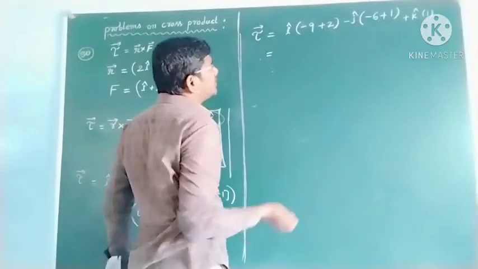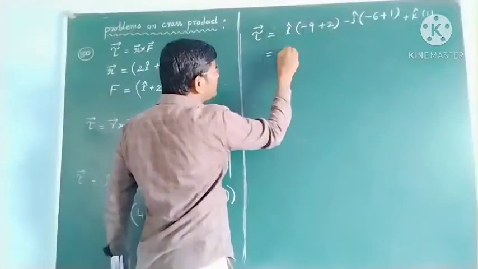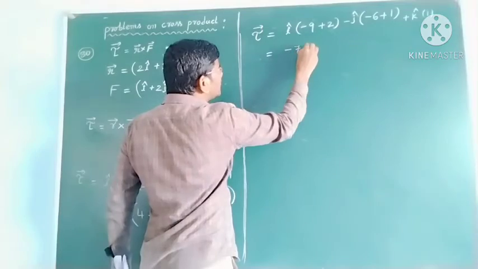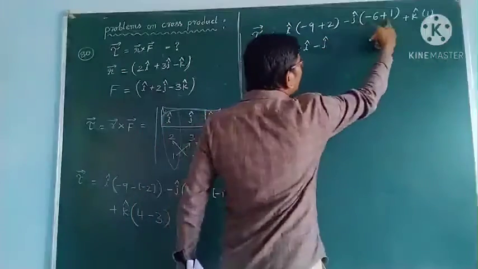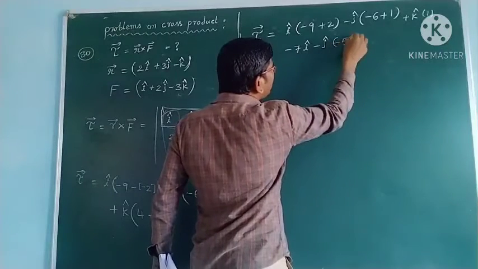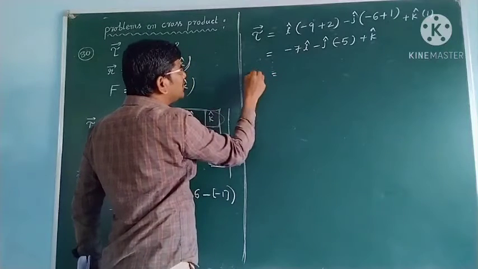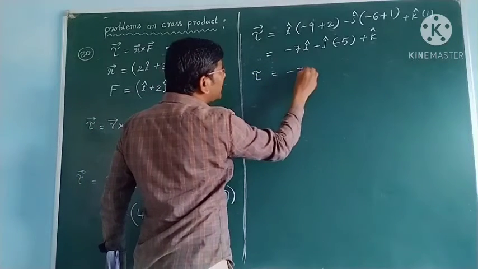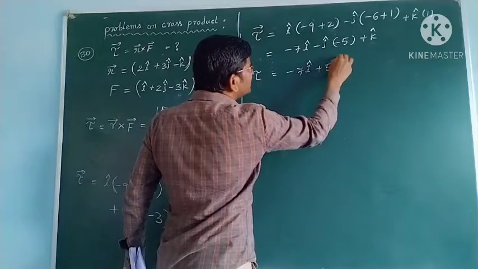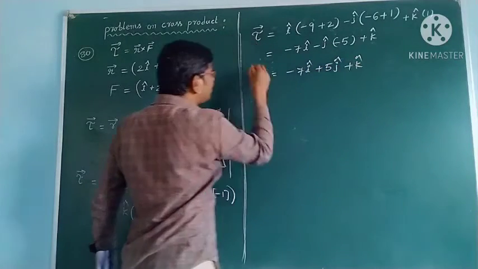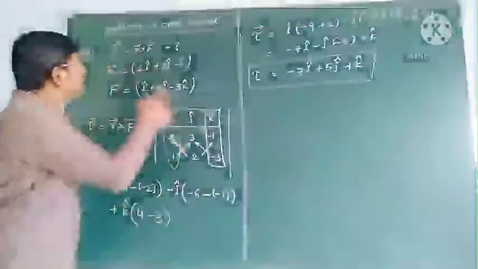So then what do we have students? See, minus 9 plus 2, minus 7 I cap. So minus 7 I cap, and minus j cap into minus 6 plus 1, minus 5, plus k cap. So then torque tau bar equal to minus 7 I cap minus of minus plus 5 j cap plus k cap. This is the chart. So it is called r bar cross f bar.